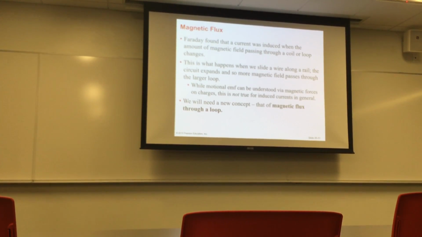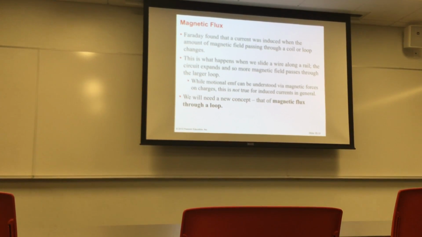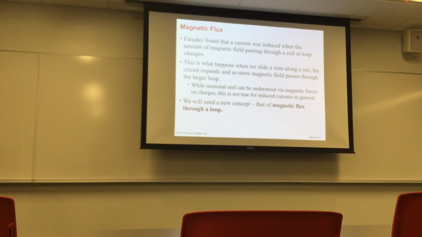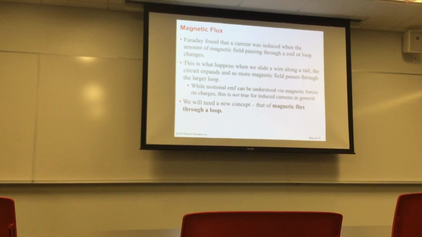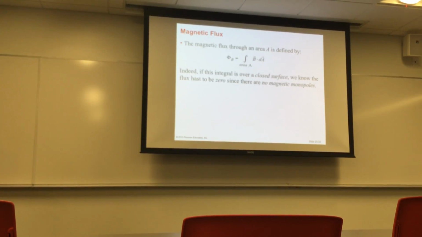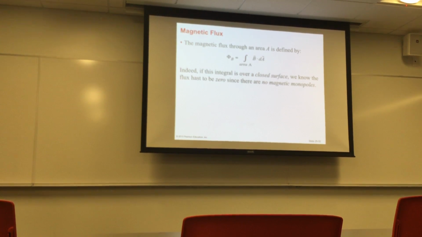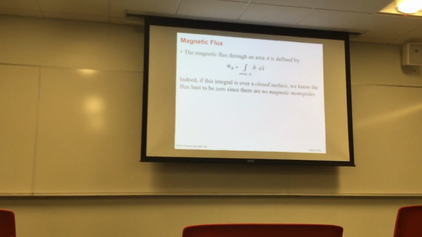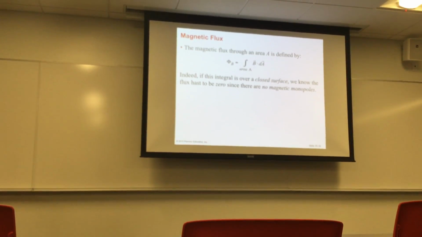While motional EMF can be understood via magnetic forces on charges, this is not true for induced currents in general. We will need a new concept, that of magnetic flux through a loop, all right? What does that mean? So, magnetic flux, remember this from our Gauss discussion of electric field flux, right? We can also talk about magnetic field flux.